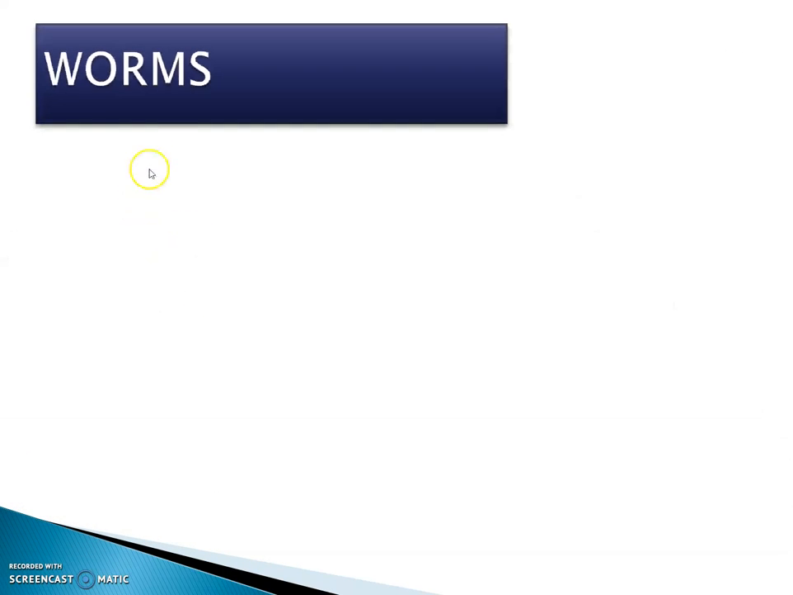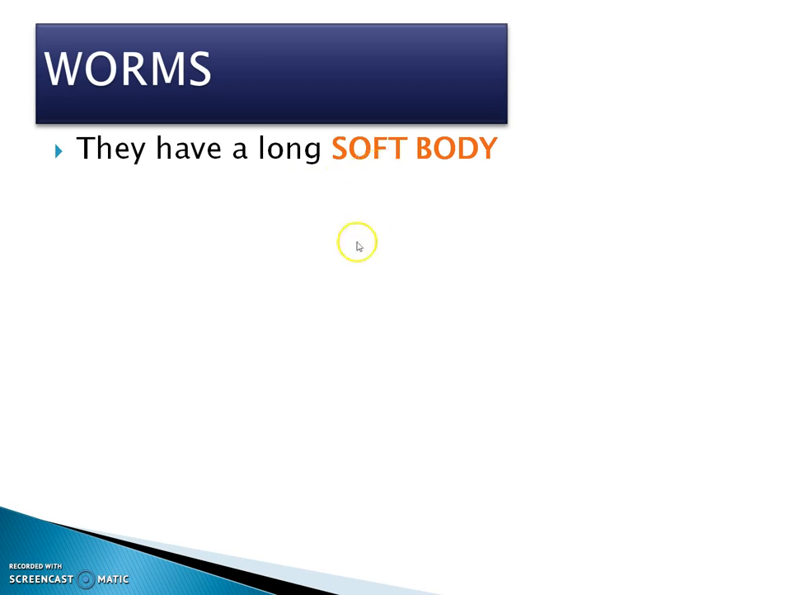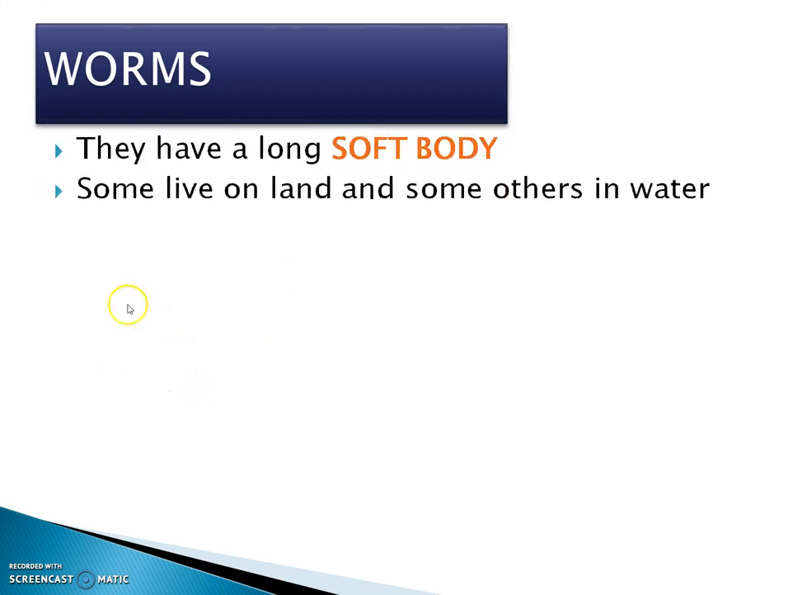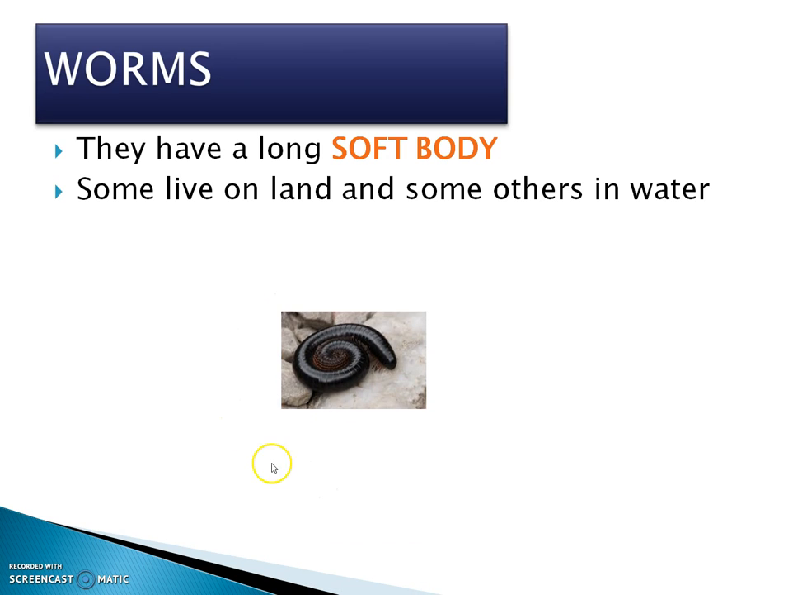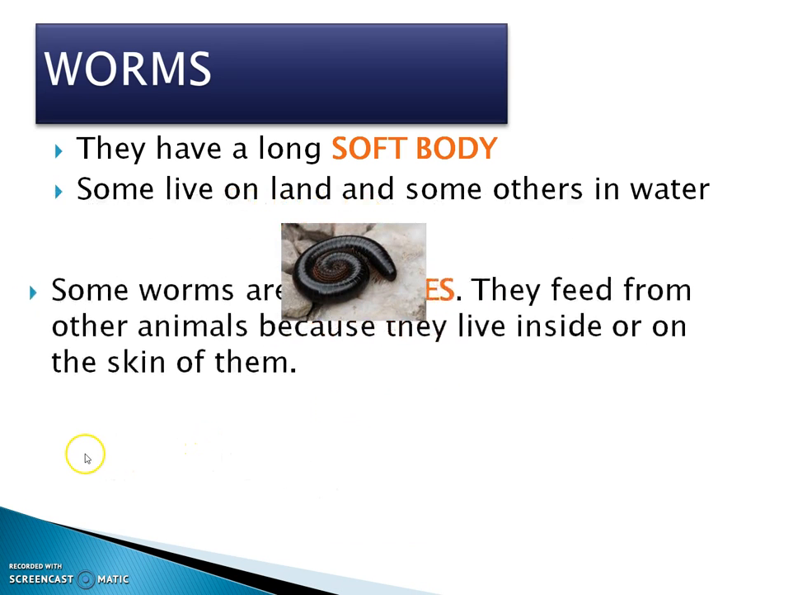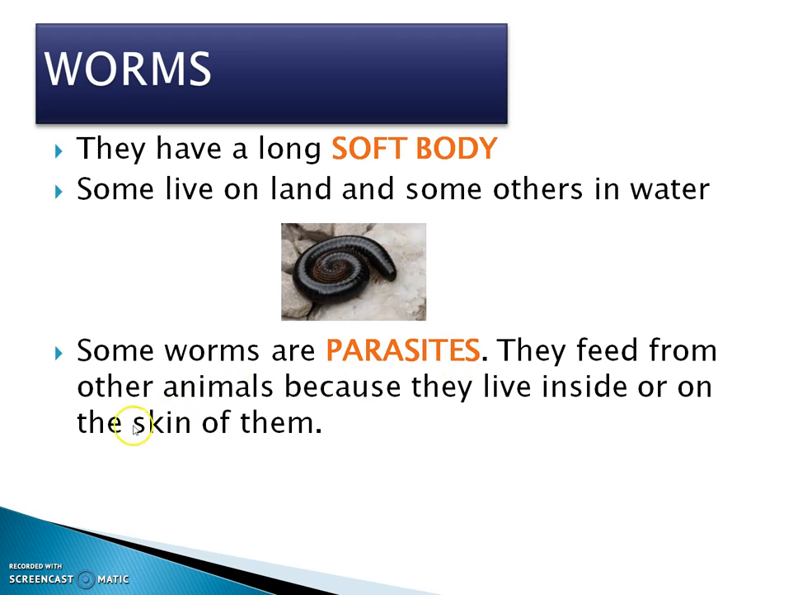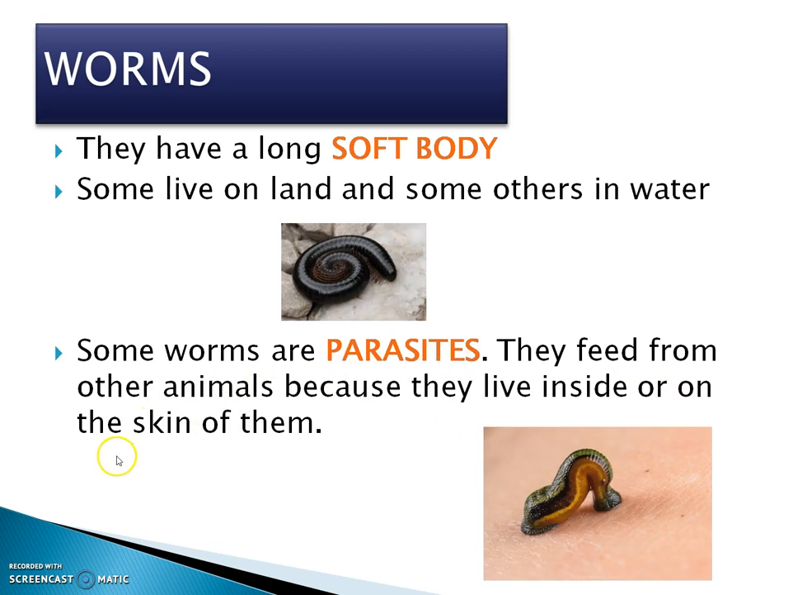And the last group of invertebrates are worms. They have a long, soft body. Some live on land and some others in water. Some worms are parasites. They feed from other animals because they live inside or on the skin of them, like this one.